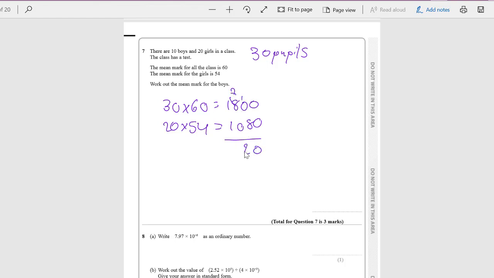and we'd get 720. And so we know that there are 10 boys. So divide by 10, 72. So the mean mark for the boys was 72.